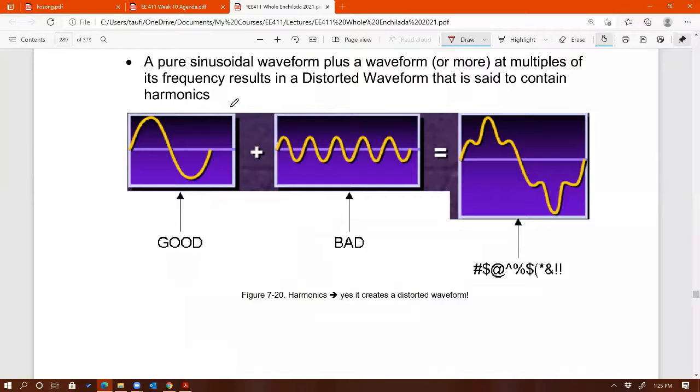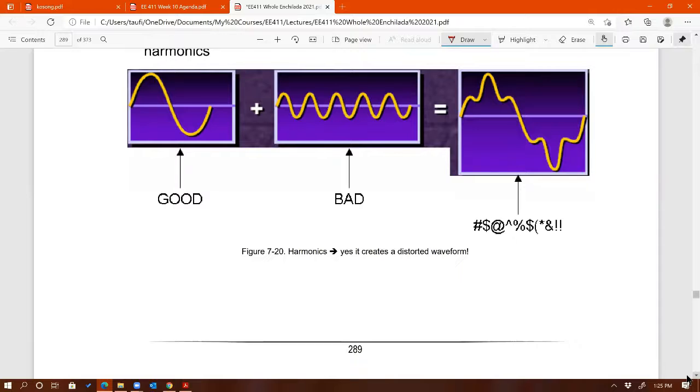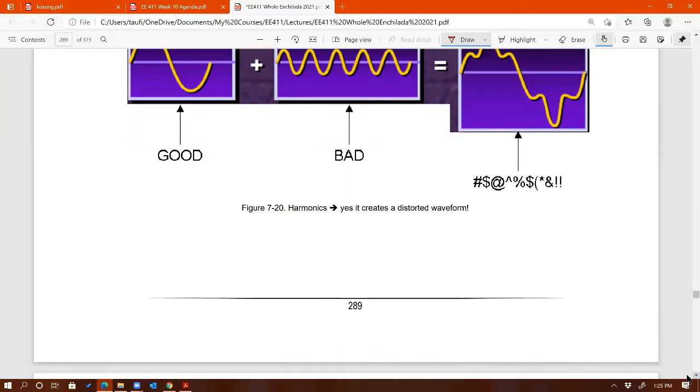So to summarize, a pure sinusoidal waveform plus a waveform or more at multiples of its frequency results in a distorted waveform that is said to contain harmonics. So good, and then high frequency is bad, and then you get some funky looking waveform that could be bad to the system, right?